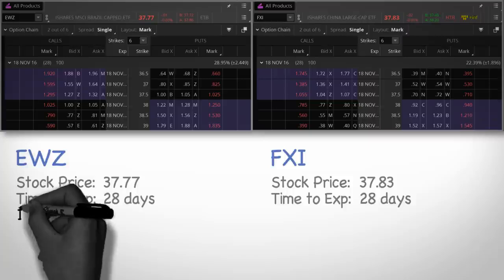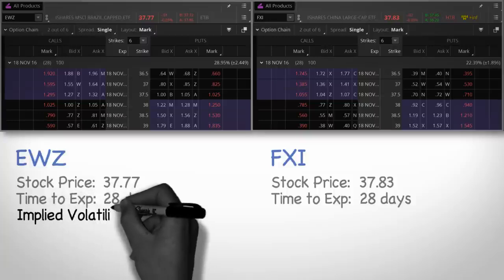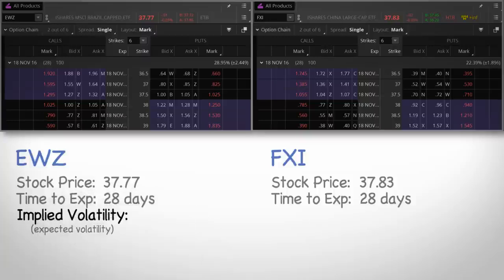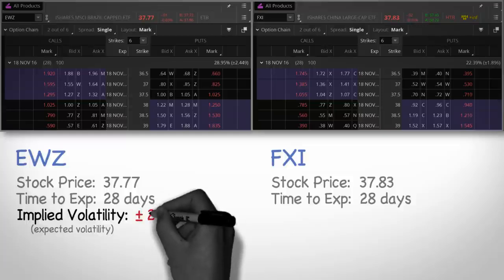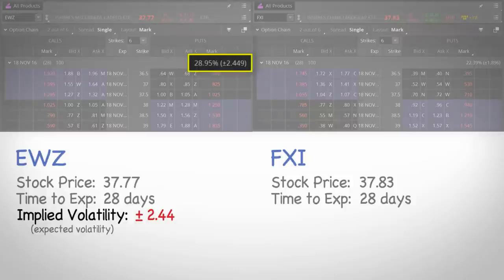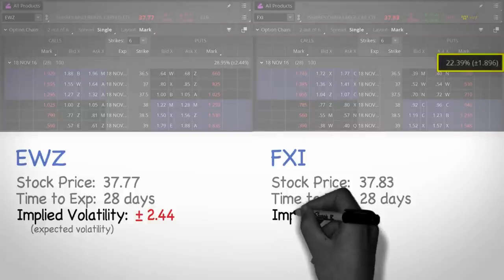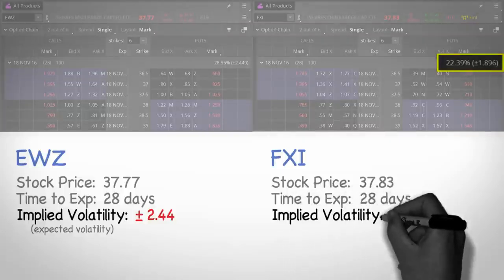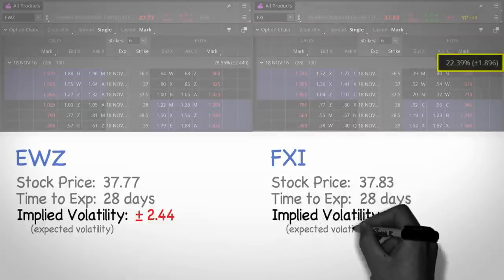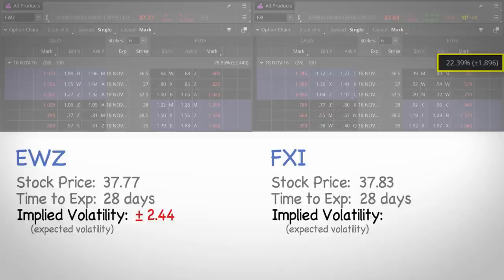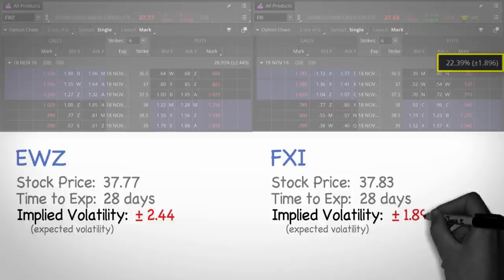Now check this out. The implied volatility, or in other words, the expected volatility for EWZ over the next 28 days is plus or minus 2.44. So in other words, it's expected to trade in a range of $2.44 over the next 28 days. Now, if you look at FXI on the right side, you can see that its implied volatility, or in other words, its expected range that it will trade in over the next 28 days is $1.89.